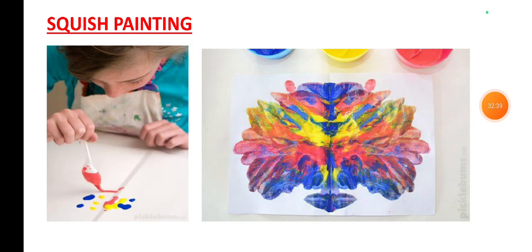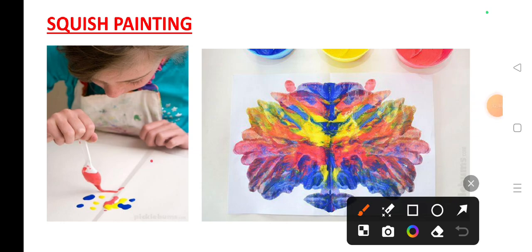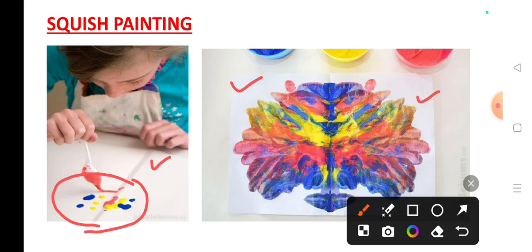Here you can see this girl is doing this painting. For this you need this white plain paper, and you have to fold it in the middle, then open it and put some drops of watercolor. Then again you have to fold it in the middle and press it. When you unfold that paper, you will get such a beautiful, colorful image. This painting is known as squish painting. So this is a fun activity and you should do your own. You will enjoy this painting.